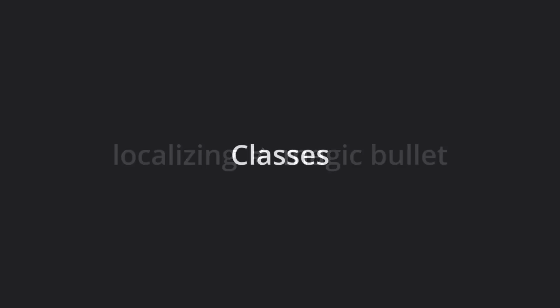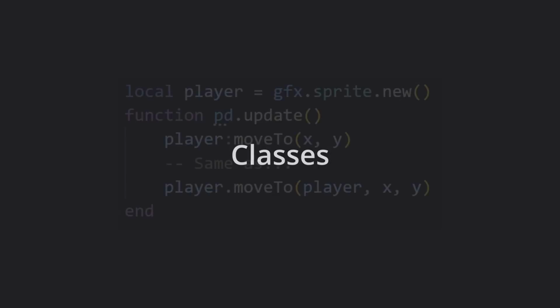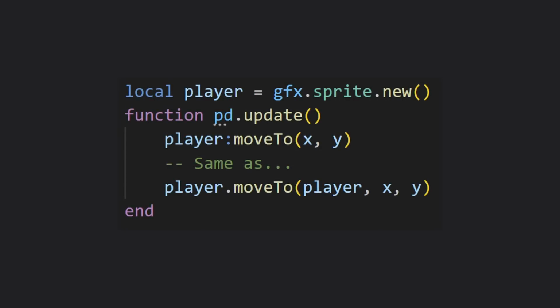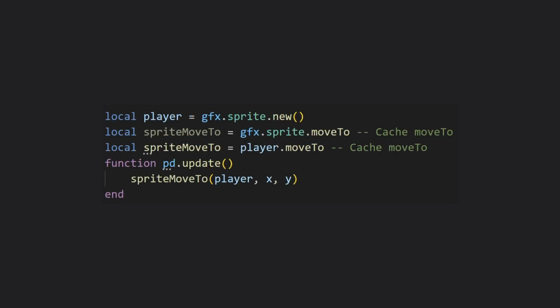hot path. Another area where table access is common is with the Playdate SDK's implementation of classes. Let's say you have a sprite called player. When you call player:moveTo(x, y), the colon is just syntactic sugar. It's calling player.moveTo(player, x, y). Because of how classes use metatables, all methods point to the same function, so you can either cache the method reference from the class itself or from the class instance. Then you can call the method like so. Personally, it's such a small optimization and it messes with the readability, so I wouldn't do this in most cases, but it's there if you want it.